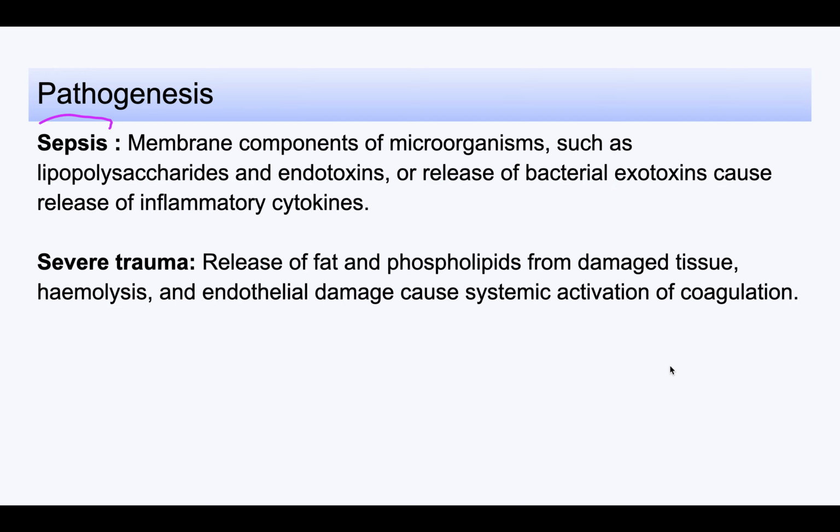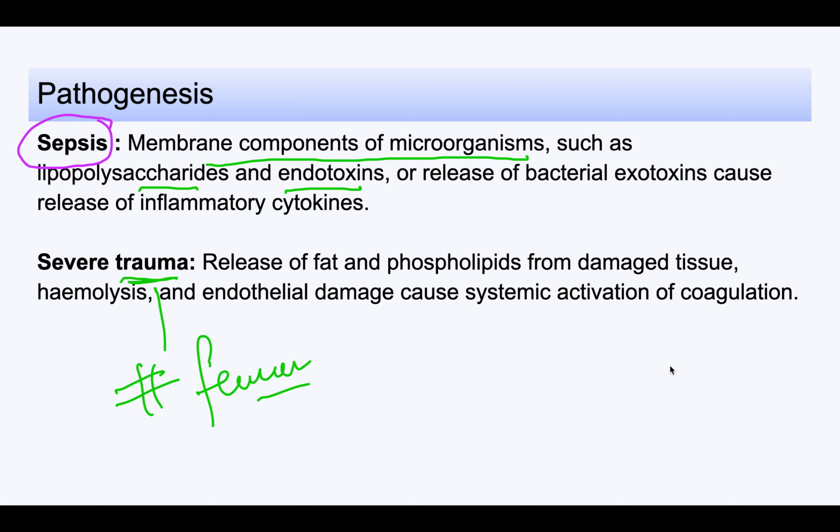In sepsis, as I already told you, you have membrane components of the microorganism: lipopolysaccharides, endotoxins. These all will cause release of inflammatory cytokines and will lead to coagulation. Then in severe trauma, like if we have a fracture femur, lots and lots of fat and phospholipids will be released from the damaged tissue, and this will again cause coagulation.